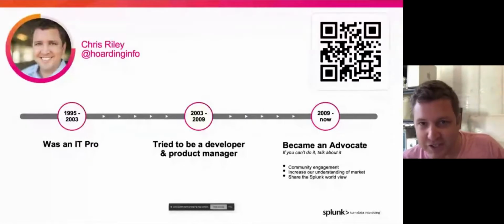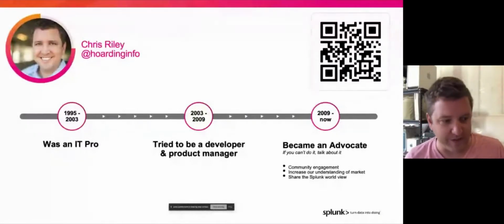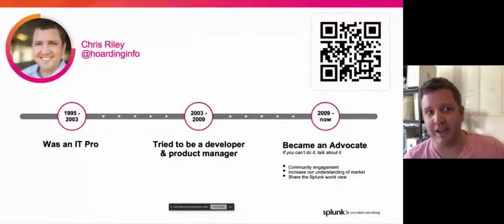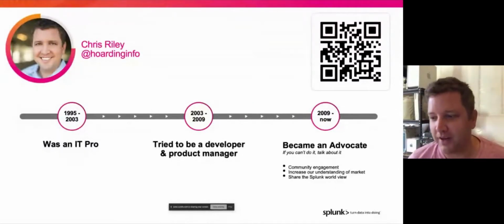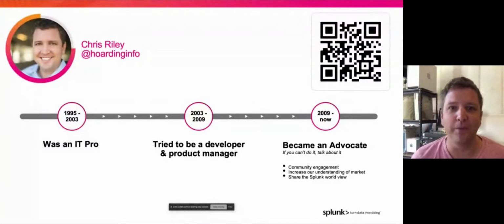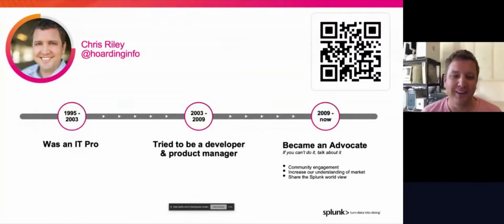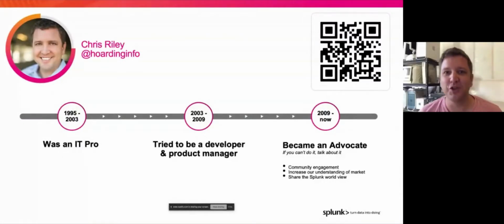So to begin, I just wanted to do a brief introduction of myself because I think it's important to understand who the person is up here chatting with you and why we think that we should be up here. So my name is Chris Riley. If you scan that QR code, you'll be able to get access to my social information. I call myself a bad coder turned advocate.